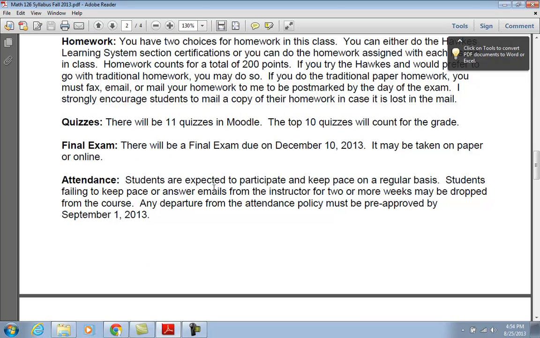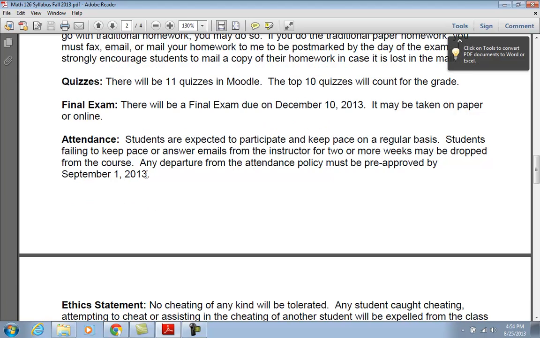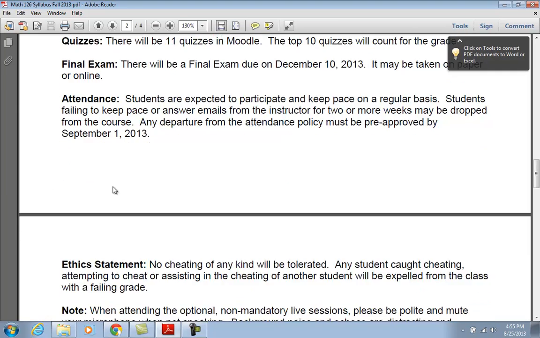Attendance: students are expected to participate and keep pace on a regular basis. Students failing to keep pace or answer emails from the instructor for 2 or more weeks may be dropped from the course. So keep pace, keep logging in, keep doing the work. Any departure from the attendance policy must be pre-approved by September 1st, 2013.